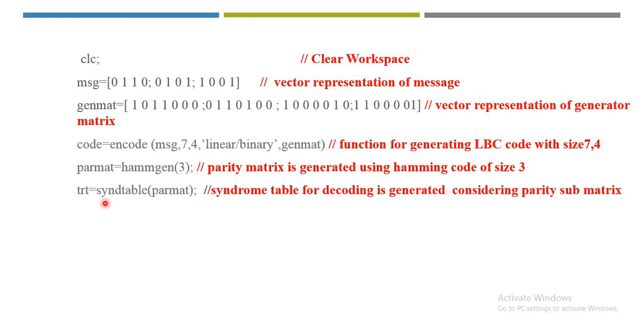Then trt is equal to syndtable. Here the syndrome table function is used for generating the syndrome table for the respective parity matrix, and this value is stored in trt.